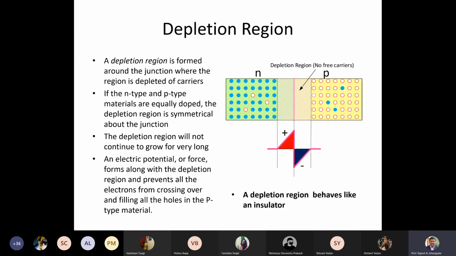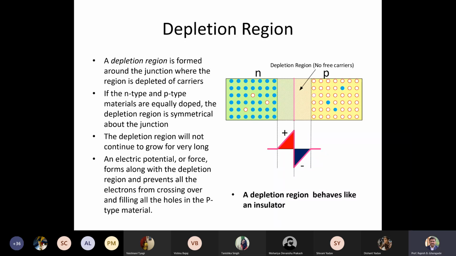An atom which loses an electron is called positively charged. It's called a positive ion, isn't it? It becomes a positive ion. The concept of an ion itself, no? The atom has lost an electron, so it is a positive ion. In a similar way, in the p-type region, the atom has gained an electron, so it becomes a negative ion.